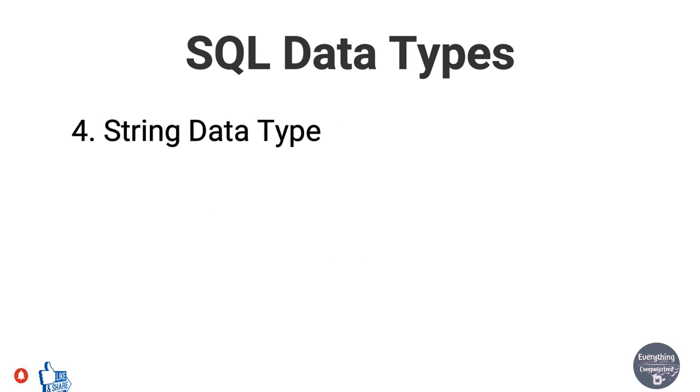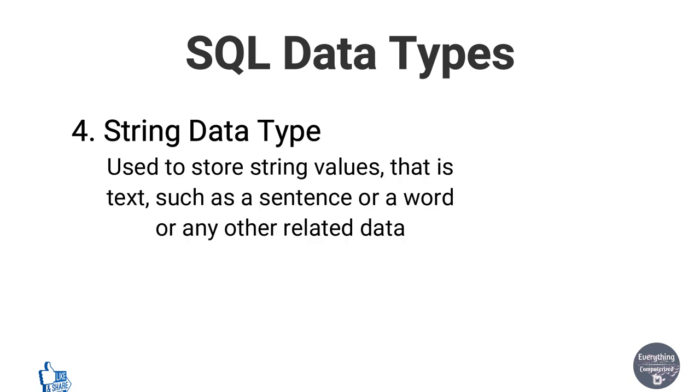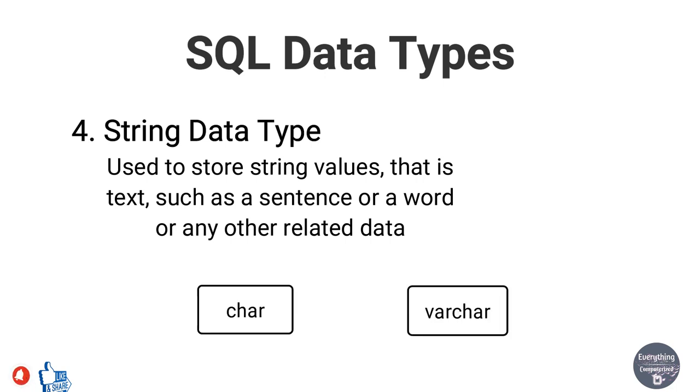The fourth category of the data types is the string data types. It is used to store text and related stuff. If we want to store the name, address or any other related information, we use this data type. There are two major string data types. The first one is the char and the second one is the varchar. There are more string data types, but they are not supported by some DBMS softwares. Char and the varchar are supported by all the DBMS softwares.